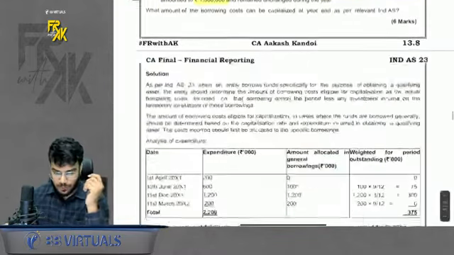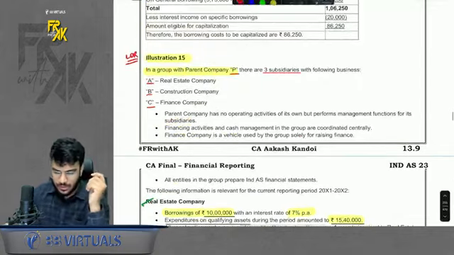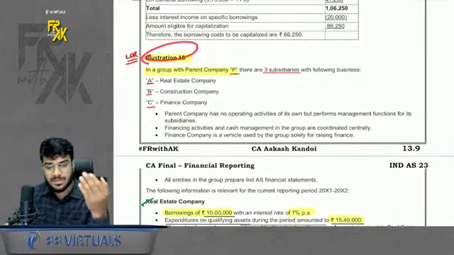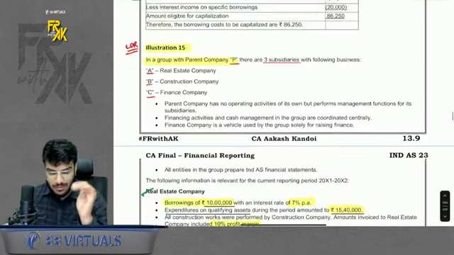Yes, perfect. 14 was done. Then we come towards question number 15. So this is that concept where we have 3 subsidiaries and 1 parent company. So let's evaluate them clearly.